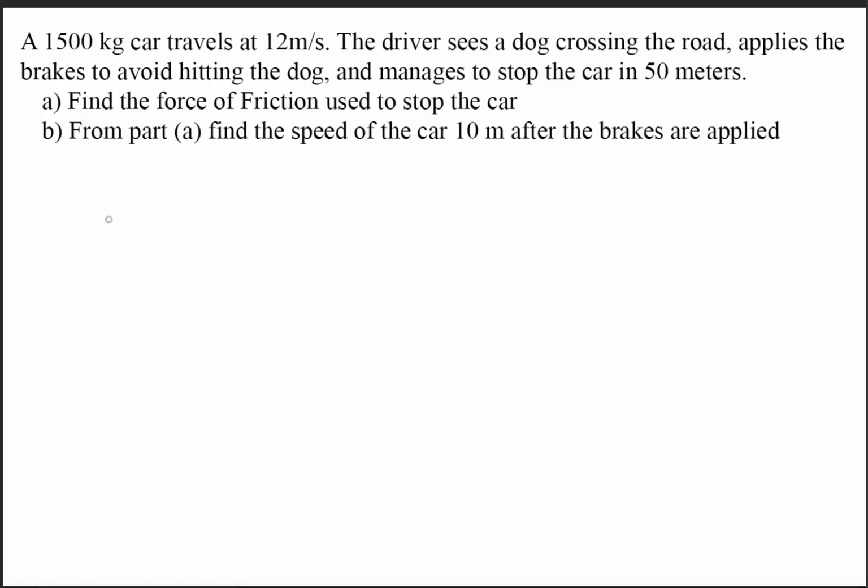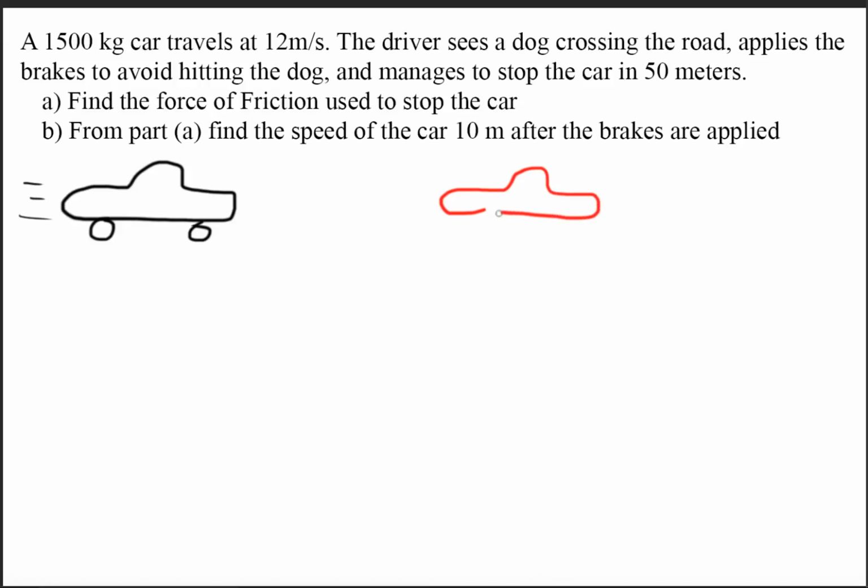So we have a car, like this, and it's moving. And then at the end here, it comes to a stop. Now I drew it in red to symbolize that it is at a stop at this point. And it's on a straight road.